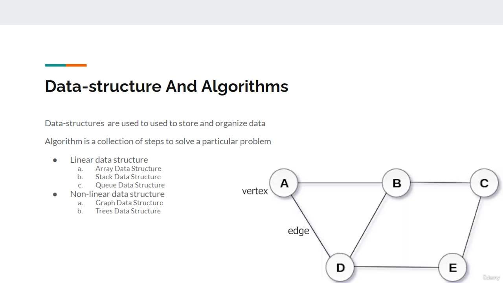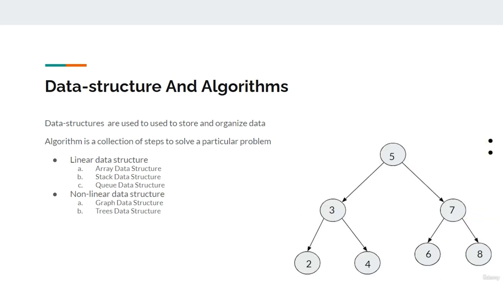In a graph data structure, each node is called a vertex and the vertex is connected to other vertices through edges. A tree, similar to a graph, also has vertices and edges, but in a tree data structure, there can only be one edge between two vertices. The most common tree which is used is the binary search tree, where each node has two children attached to it.